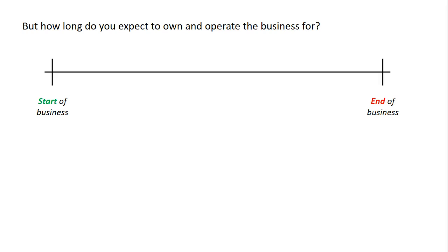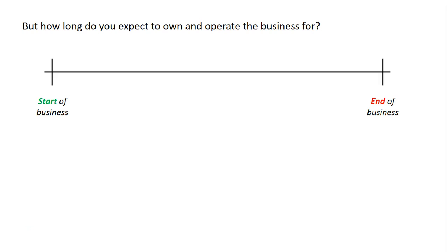But the point is, how do you know how long you're going to own and operate a business for? If you're going to start a business tomorrow, how long are you going to run it for? Well, there's no set or defined period. Everybody's different. We don't know. Some people might run a business for 50 years. Other businesses might last 5 weeks.